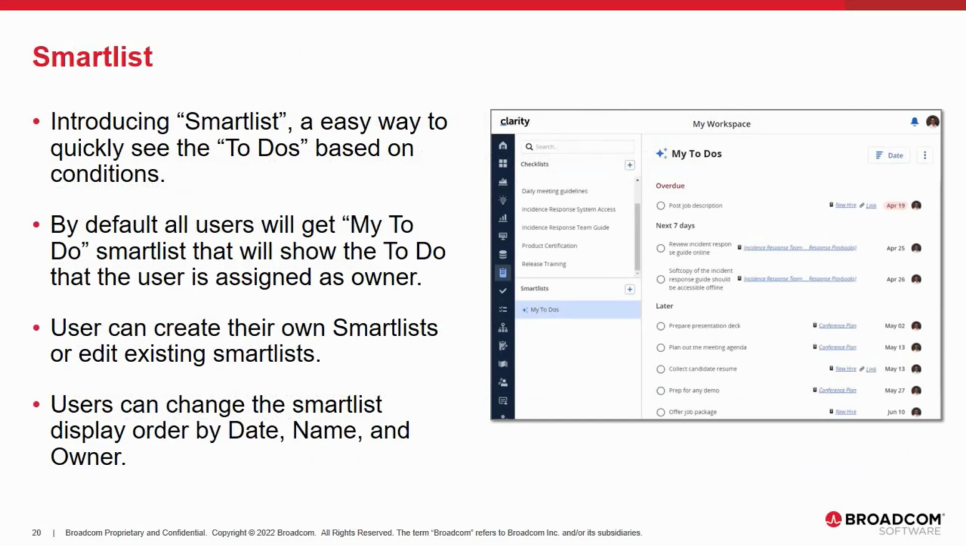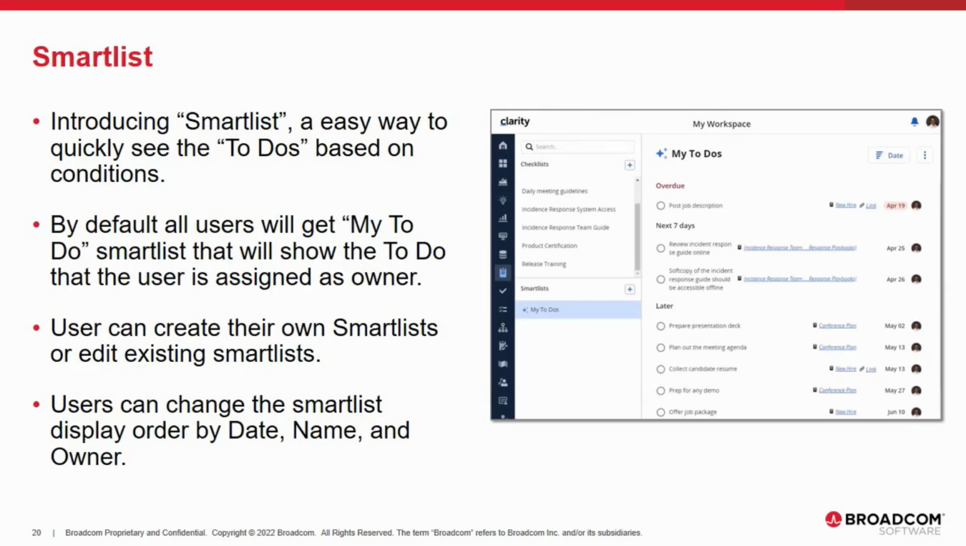Along with the checklist, we are also introducing Smartlist. A Smartlist is an easy way to quickly see the to-dos based on different conditions. Smartlist is available inside of My Workspace. By default, every user will get a default smart list called My To-Dos. This is a smart list that will show the to-dos that the user is assigned as the owner. Again, they will only see this if they have the access right to navigate to My Workspace.